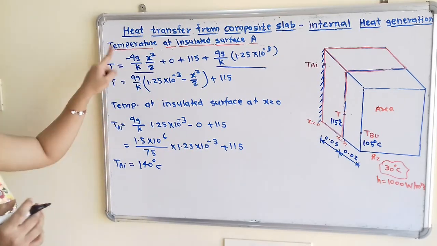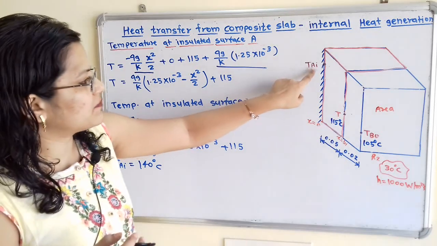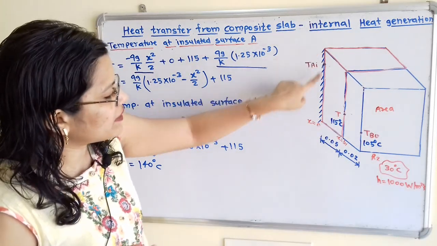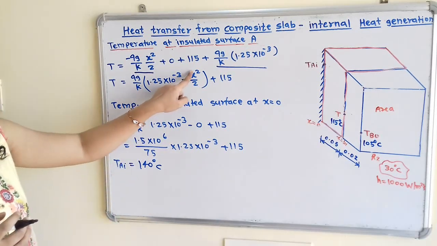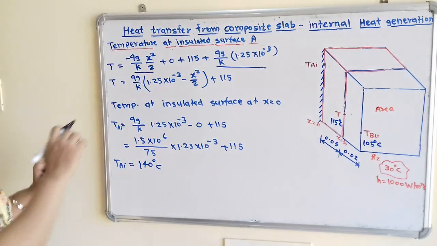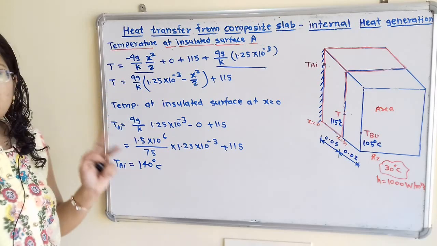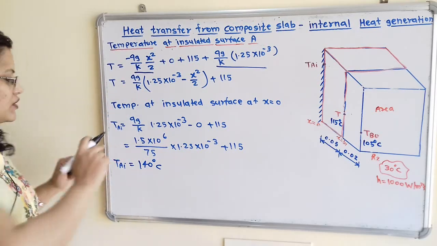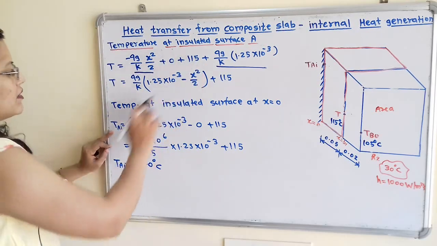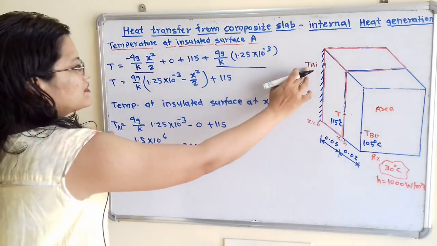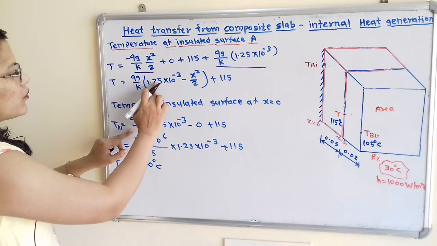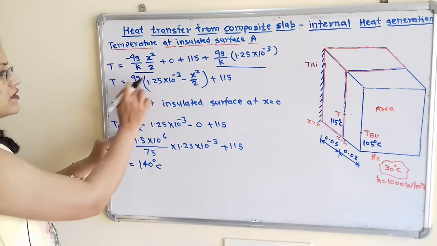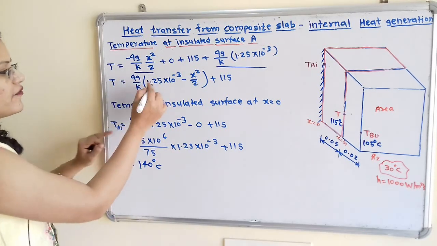Now we have to find out the temperature at the insulated surface. At the insulated surface, x is equal to 0. So here instead of x we have to put 0. Now Qg and K values are given in the question. So we will take the temperature at the insulated surface, that is T at I is equal to Qg by K into 1.25 into 10 raised to minus 3. So we have to multiply this first term.